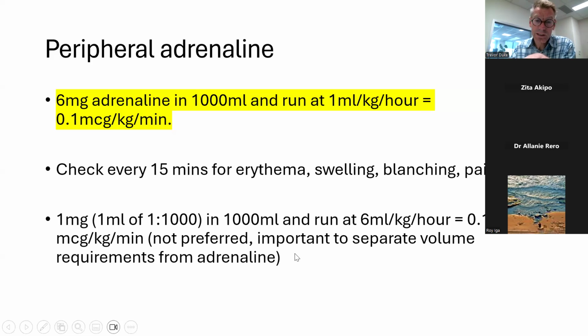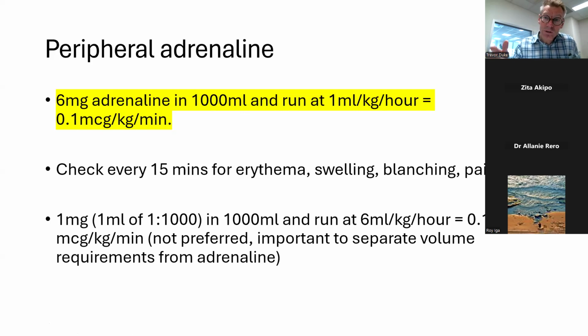As I said, there's another way to make up adrenaline, but I think this is the best way. 6 milligrams of adrenaline in 1 liter and run at 1 mil per kilo per hour, and that gives you 0.1 micrograms per kilo per minute. That's sort of what you want to do. And if you ran it at 0.5 mils per kilo per hour, then you're down to the lower dose of 0.05 micrograms per kilogram per minute.